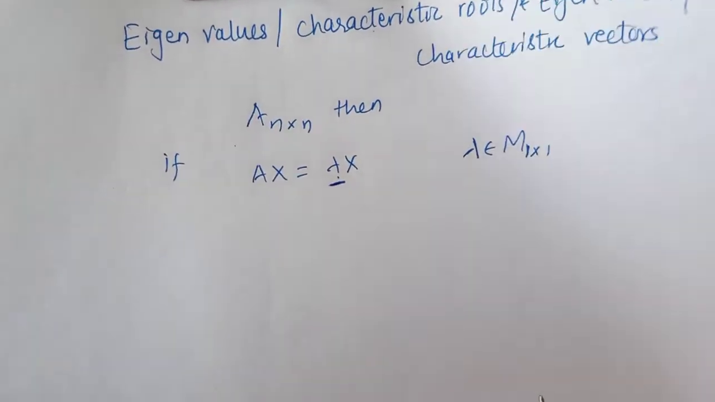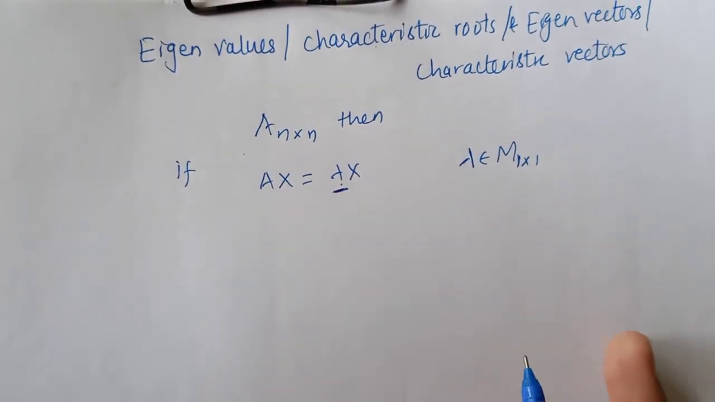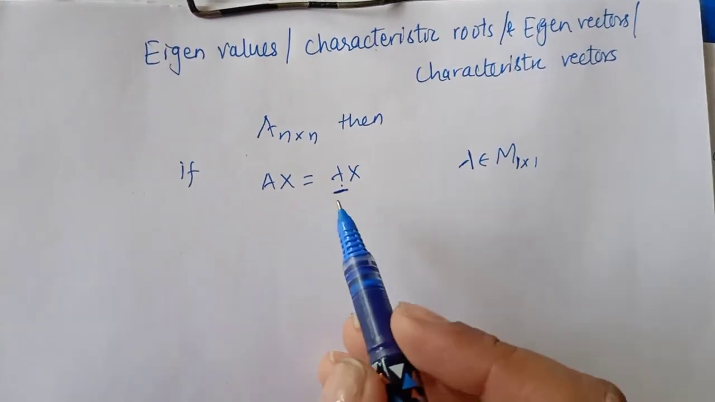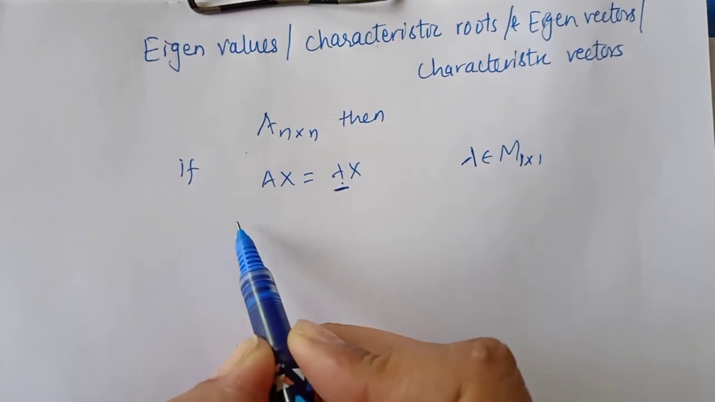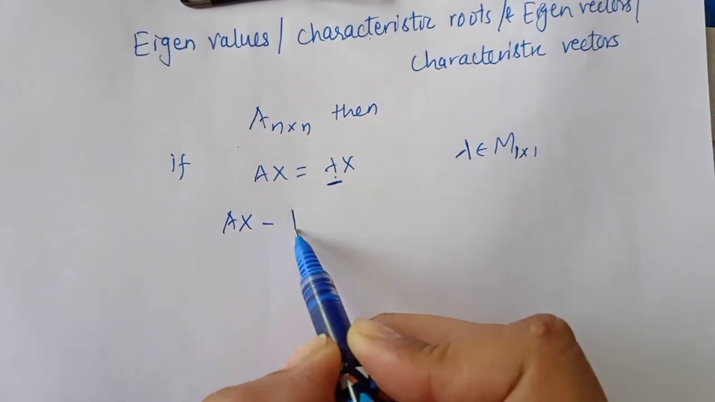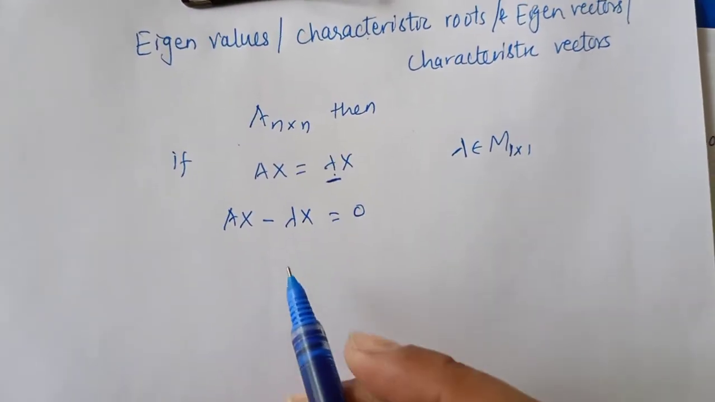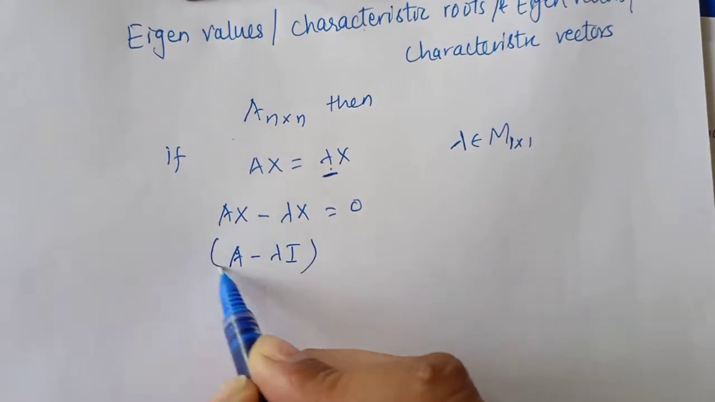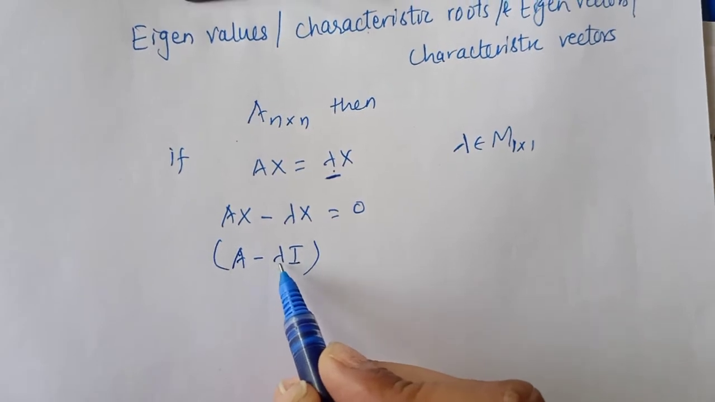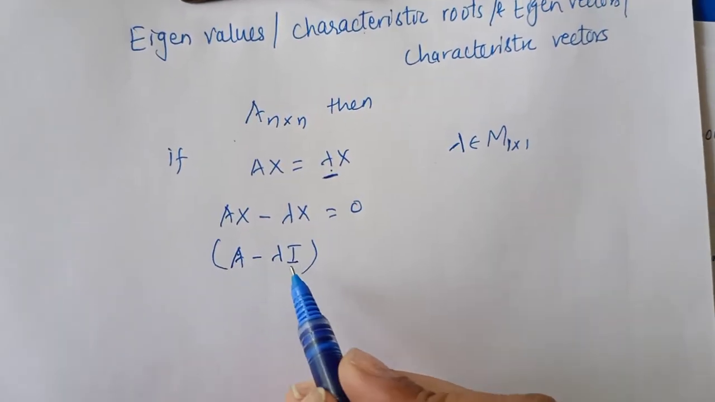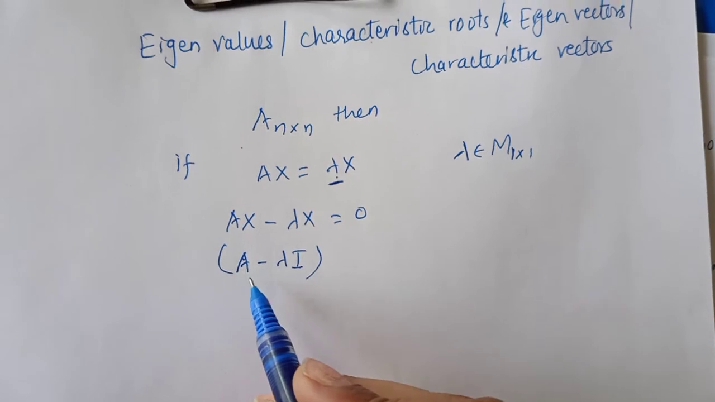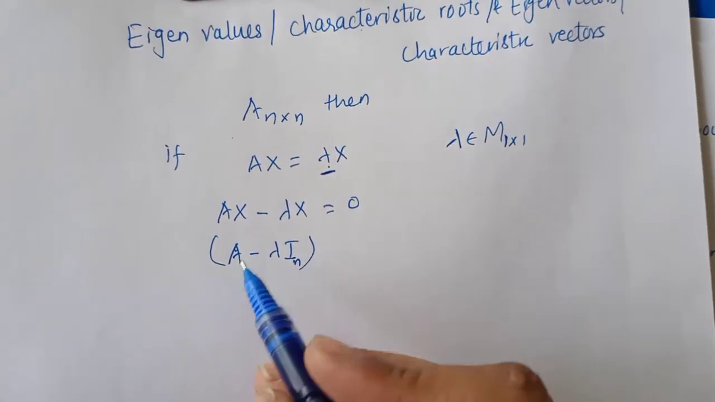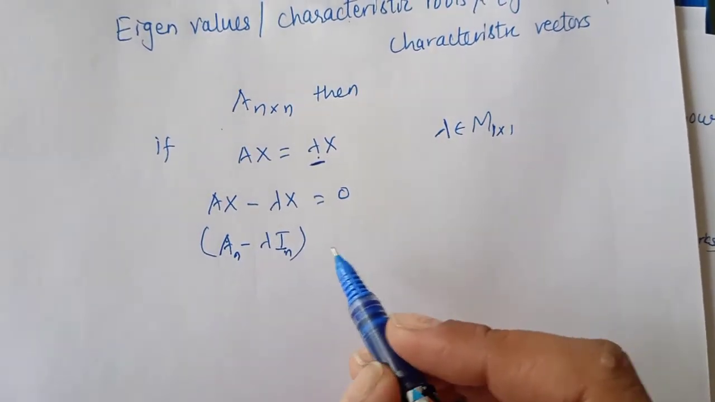Firstly, let us see how to actually calculate the eigenvalues or characteristic values. So as per definition, if I take this lambda x on the other side, so this will happen. So if I write more precisely, why I have written this I along, because A is a n cross n matrix and lambda is a scalar. You cannot subtract a scalar from a matrix. So I have written identity of same order as the order of matrix.